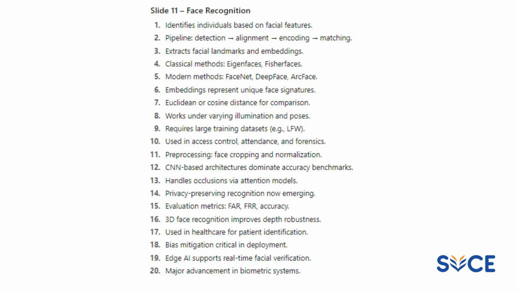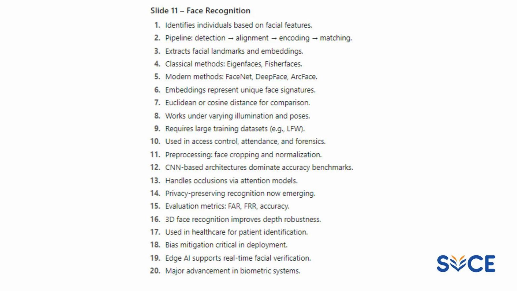So in this topic we have covered how face recognition identifies an individual based upon facial features: first it will detect, then alignment, encoding, and finally matching. So it extracts the facial landmarks and embeddings basically. And also we have discussed some of the traditional methods and model approaches, and how they work under varying illuminations and positions.